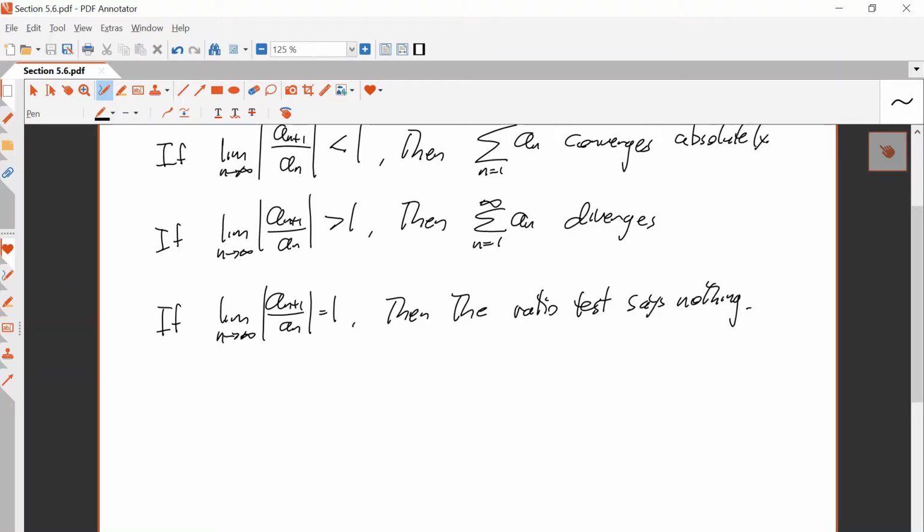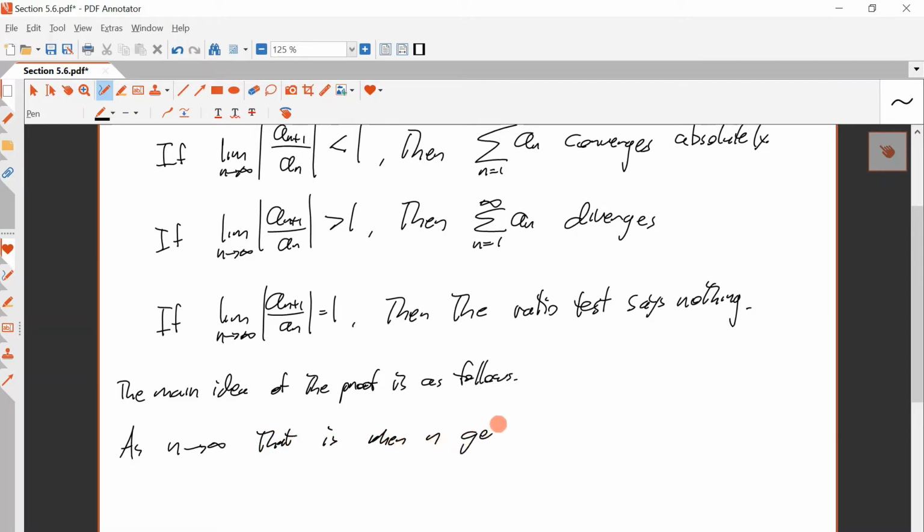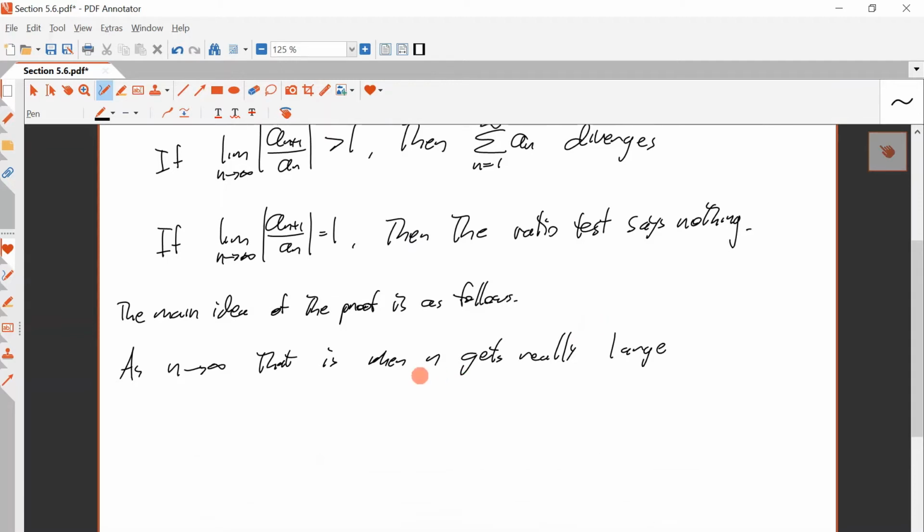Let me give you a basic idea of the proof rather than the formal complete proof, because that's a little bit much right now. The main idea of the proof is as follows. As n goes to infinity, when n gets really large, the absolute value of a_(n+1) over a_n is very, very close to L.